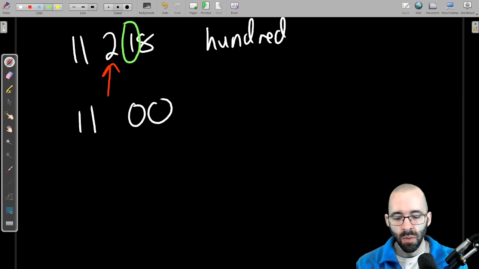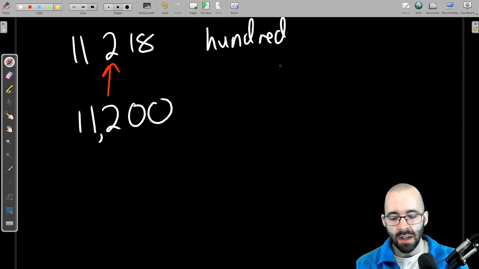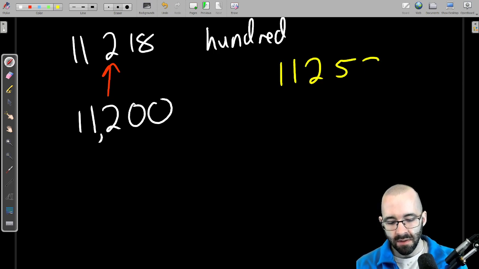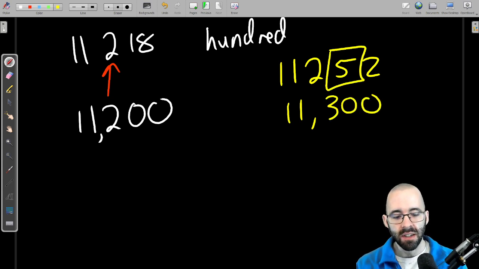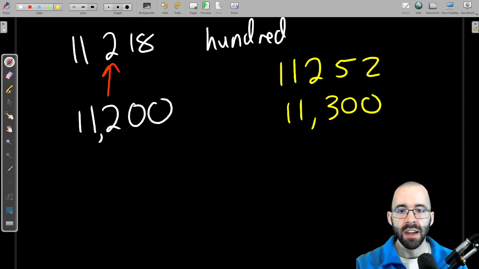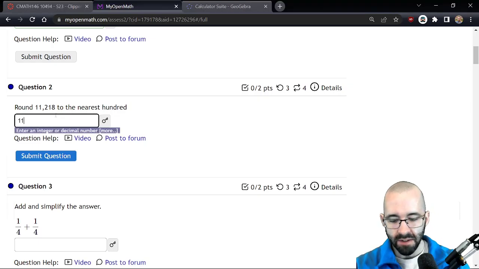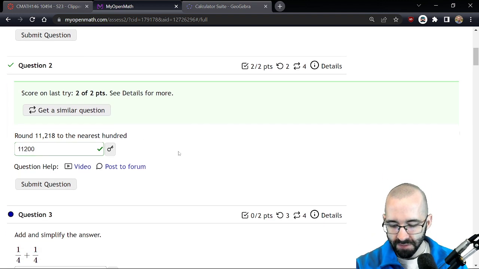To do that, we look at the next piece. That's going to be rounding down. 11,200. Now if it were something like this, then we would round it to 11,300, because after the hundreds place is a 5, and 5s mean that we have to round up. Okay? But either way, here's 11,200, and that should be our answer. You can check it in here, and there we go.